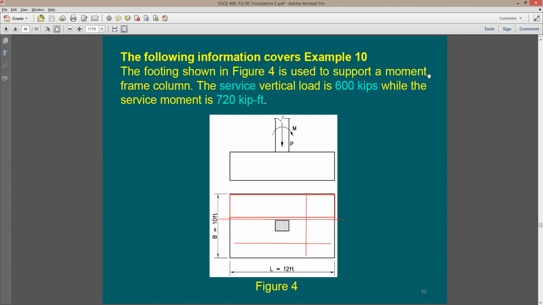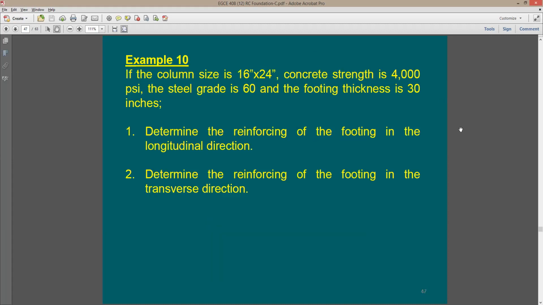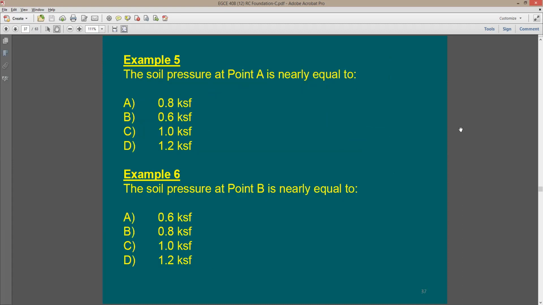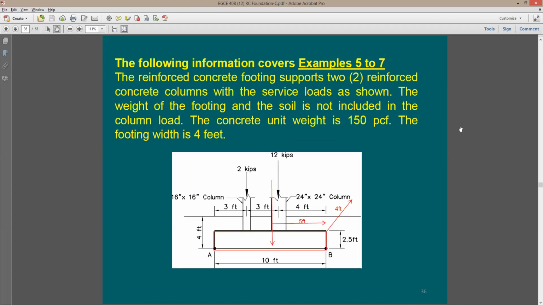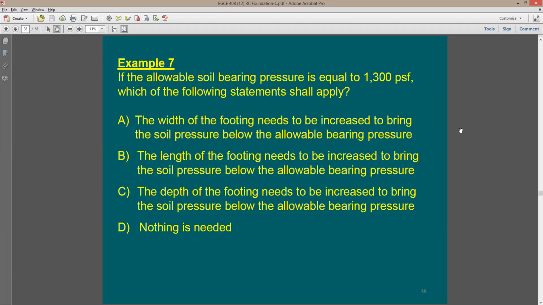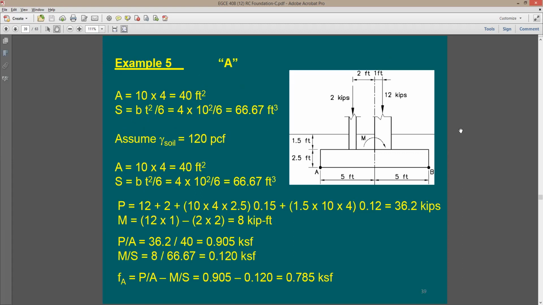Professor, could you go to example 5, please? Here in this slide set? Okay. Yes, absolutely. So could you go to the solution of it? Okay. I think it's page 20. Yes, right there. So you have S equals B T squared over 6, and you chose 4 for your B and 10 for T. I thought it was the opposite. I'm just having a hard time understanding why it's like that.